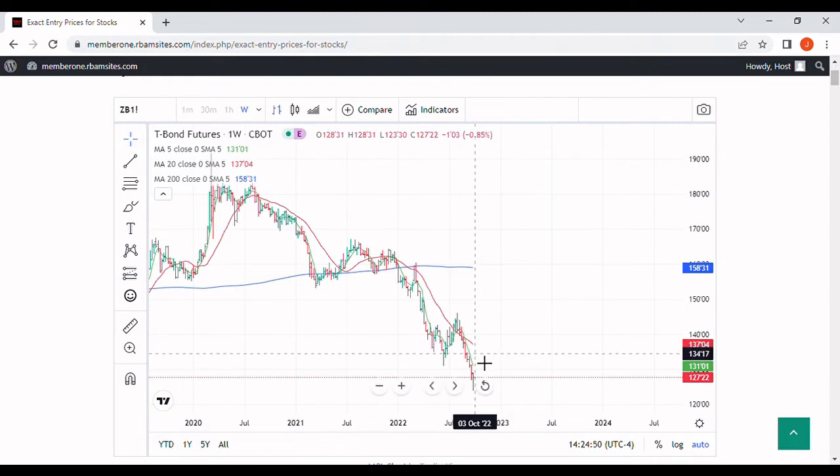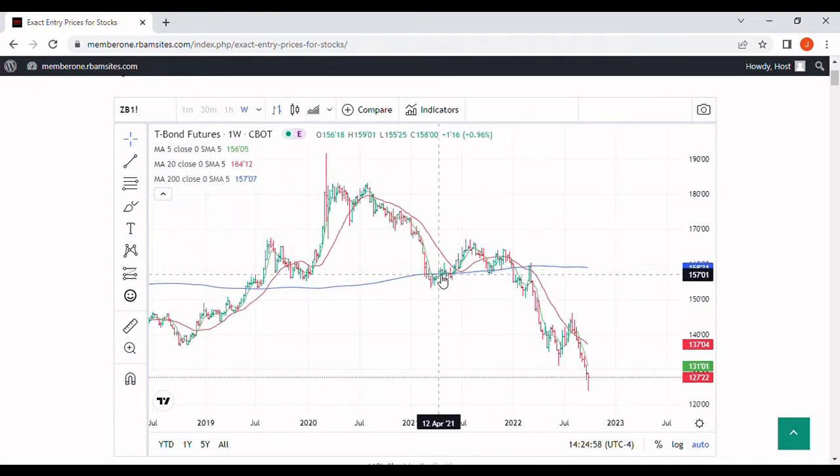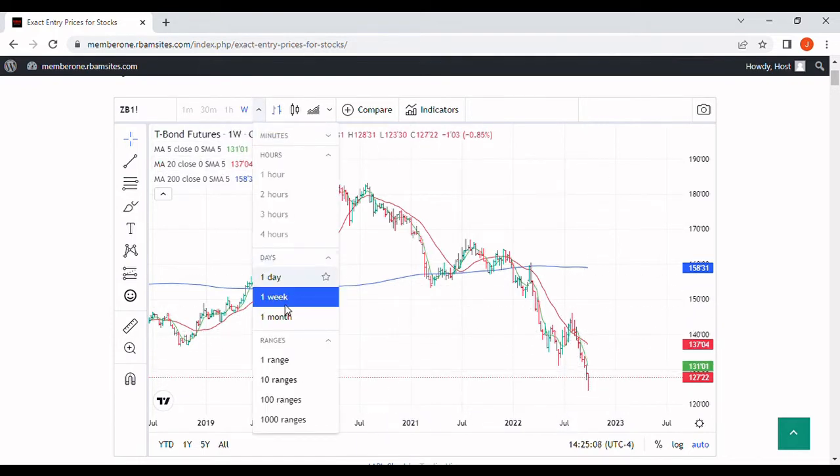The red is 20 weeks, and the green is 5 weeks. This is a 200-week moving average. You see it's gone flat, and you see it oscillated around it a little bit here for quite a while, from March of 21 until January of 22. So about 9 months, and then it just tanked. Let's go to the monthly chart and see what we see.